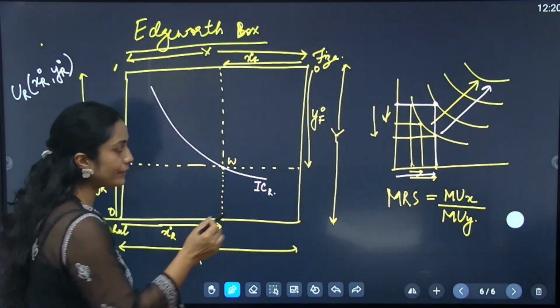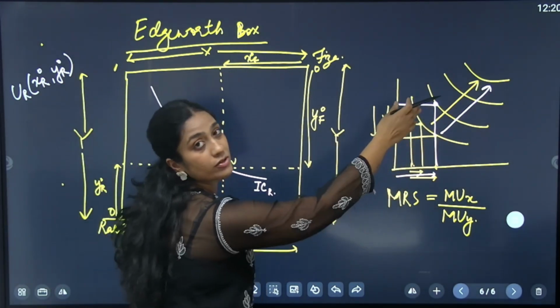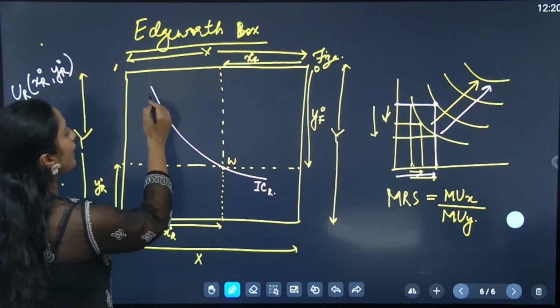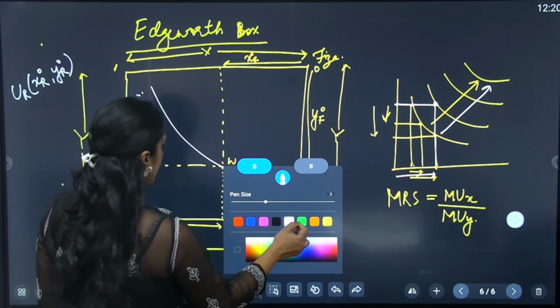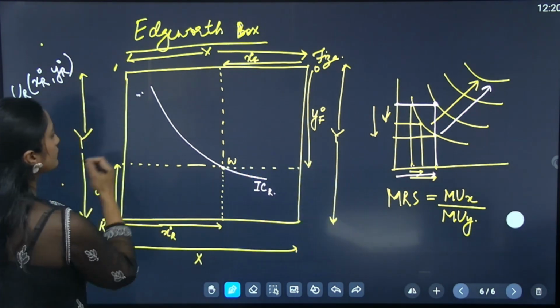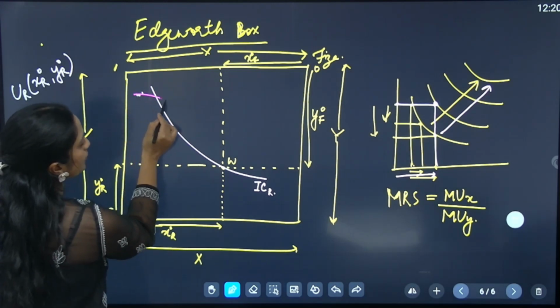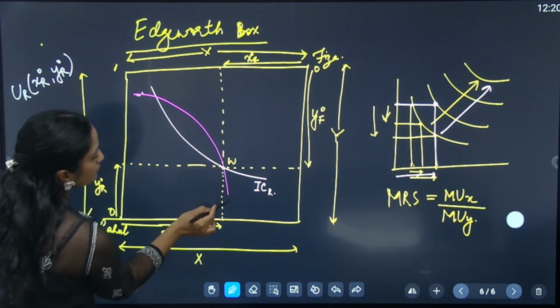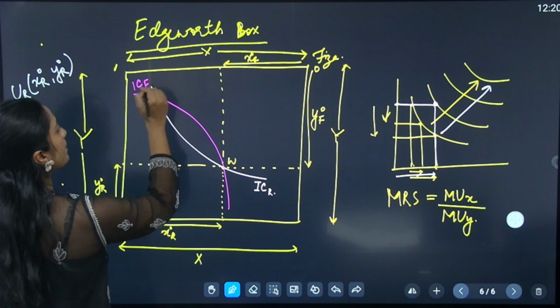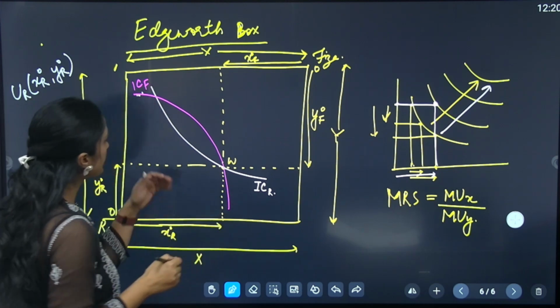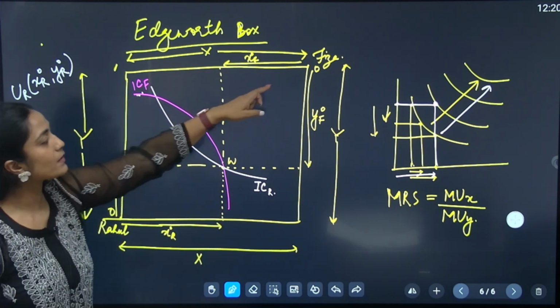So these utility curves, which are upward sloping and go upward, right? Now what we will have is something like this. Let me use another color for this. So, okay, this will look something like this. This pink one will be the IC for Fizza, right? And it will be exactly the same because this is the origin.